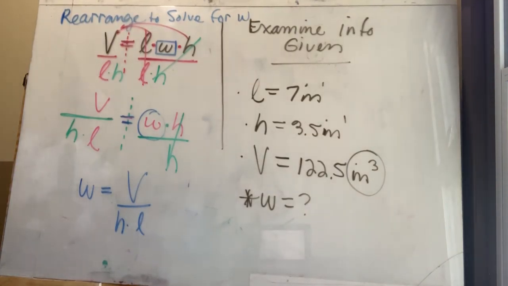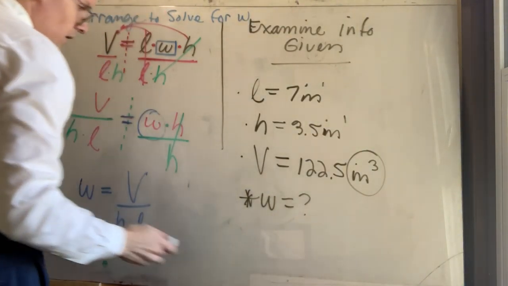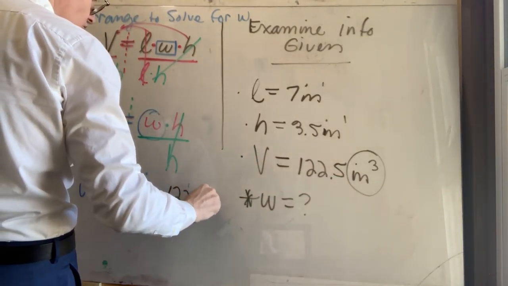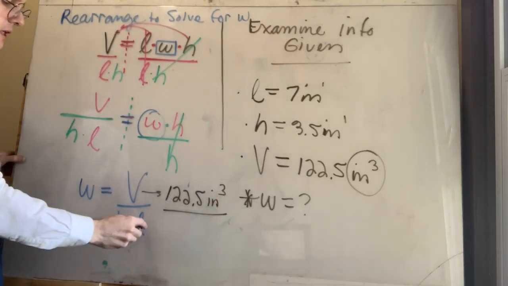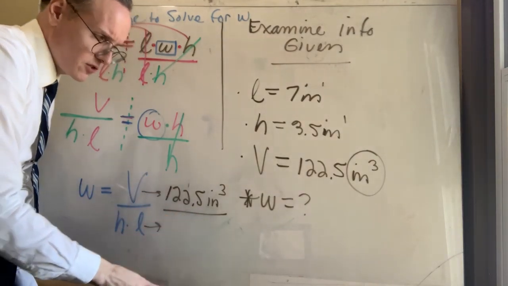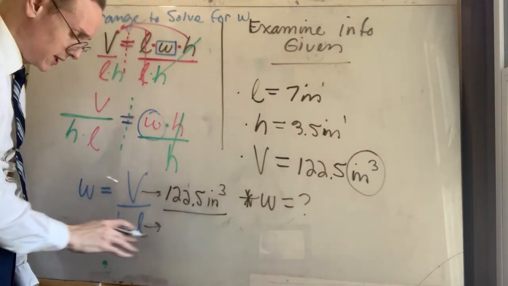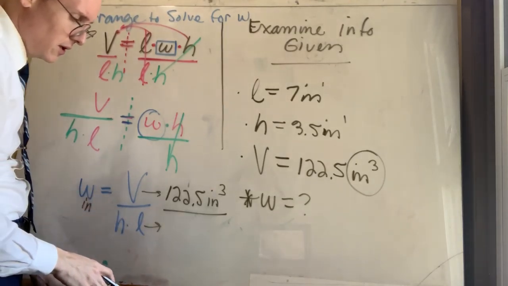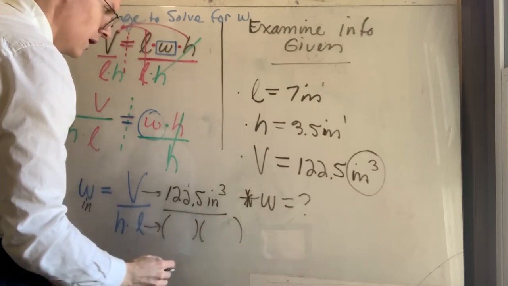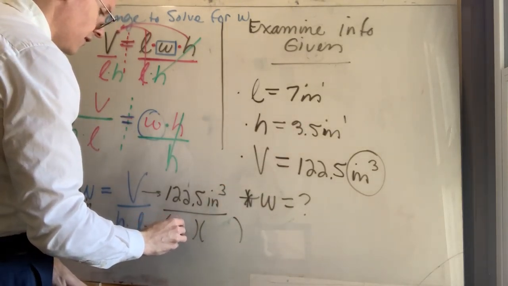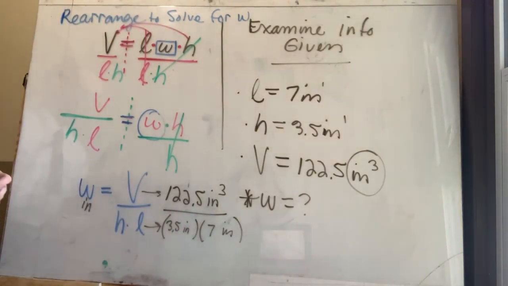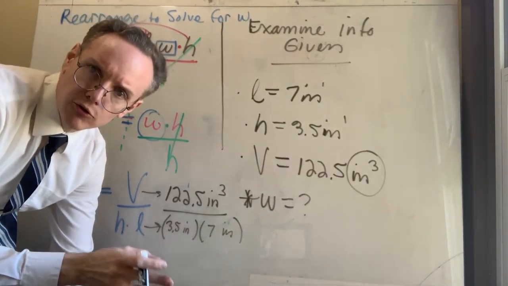Right. Now you could plug in your values, or at least write them on paper. It would be the volume of 122.5 inches cubed. If you feel funny, you could leave out the unit, right? There's going to be a cancellation process where the units are going to be where they should be, just in inches here in the end. And then you have these two things. Height is 3.5. Just deal with the numbers if you prefer. And inches here.